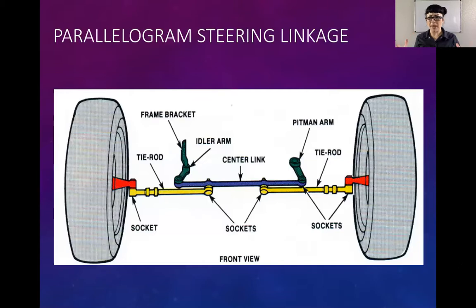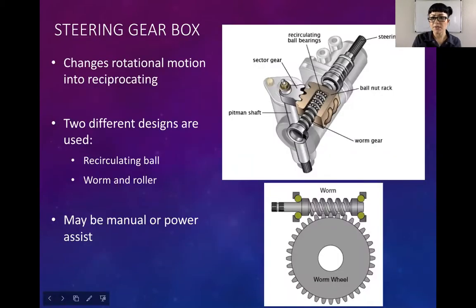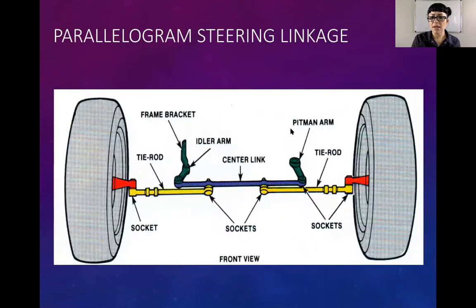So remember that Pittman shaft I was just talking about here? If we look at this down here, the sector gear connecting to the Pittman shaft is going to connect down to this Pittman arm. So now that this shaft is spinning like this, this Pittman arm is going to sweep as that spins. Hopefully that makes sense. And as this Pittman arm sweeps, it's going to move this piece in the center, called a center link, back and forth, also known as a track rod.